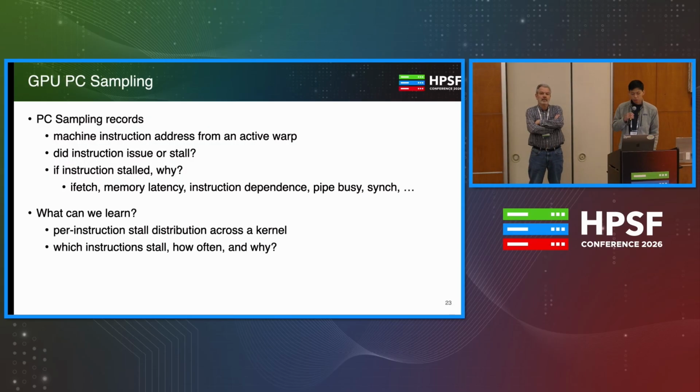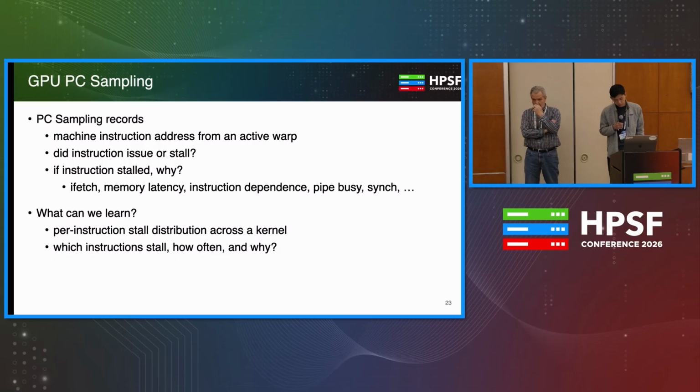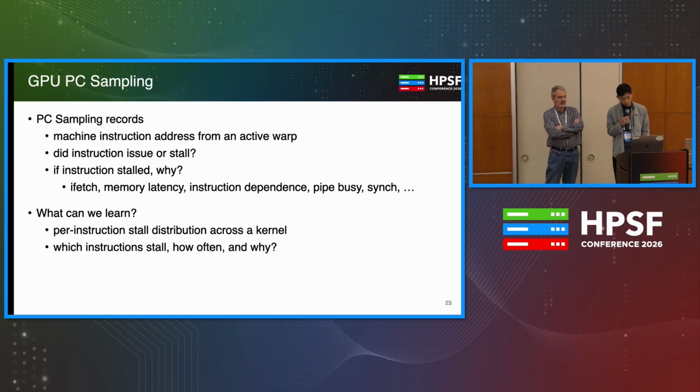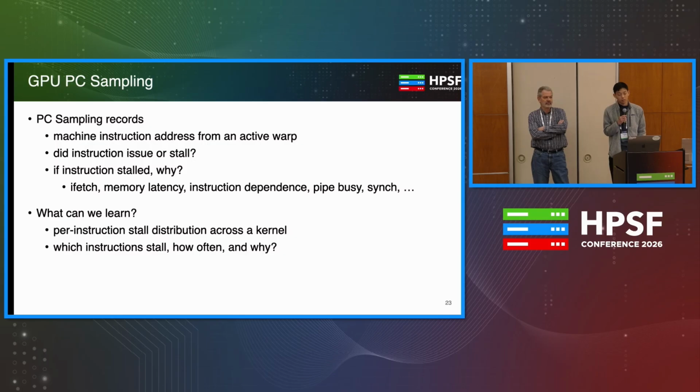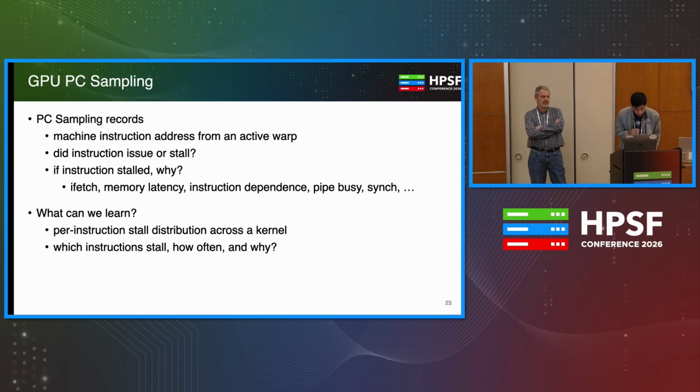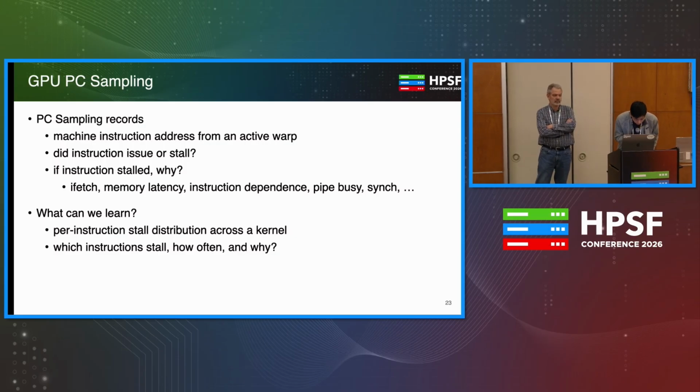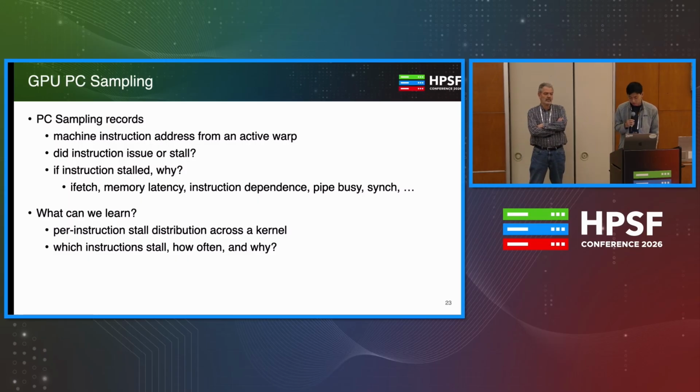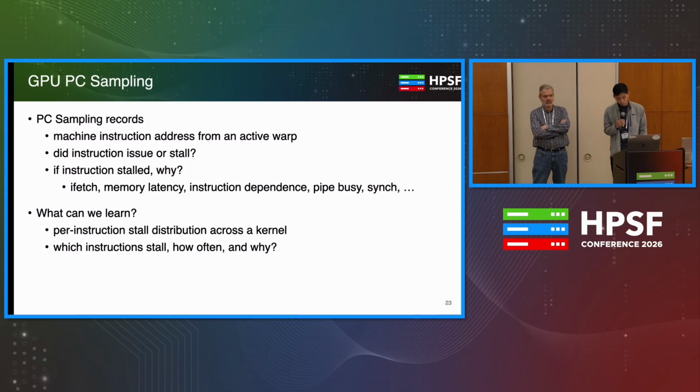Thanks to the years of contribution from the HPCToolkit group to support the PC sampling for all three vendors' machines, NVIDIA, AMD, and Intel, I think it's now a great time to go further and do deeper instruction analysis on how to find the issues and how to optimize the code in an efficient way. Basically, the PC sampling can tell us the per-instruction stall distribution across the kernel and tell us which kind of instruction is stalled and for what kind of reason.